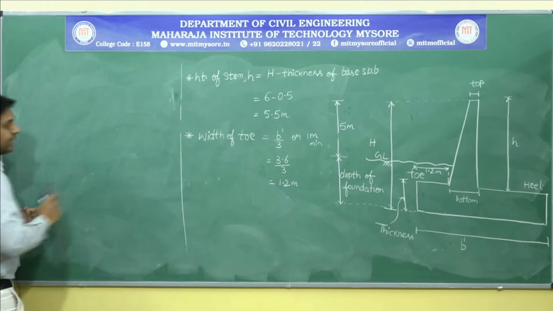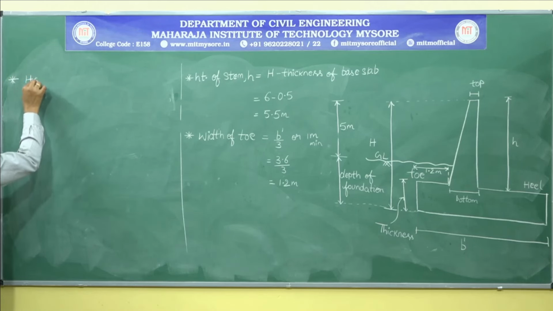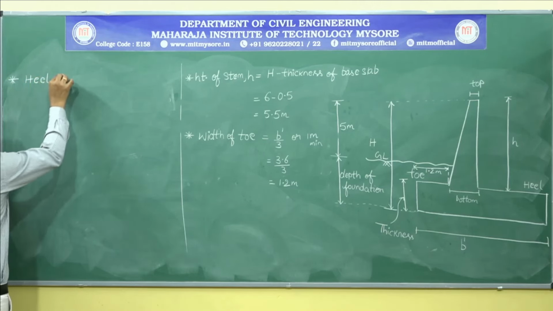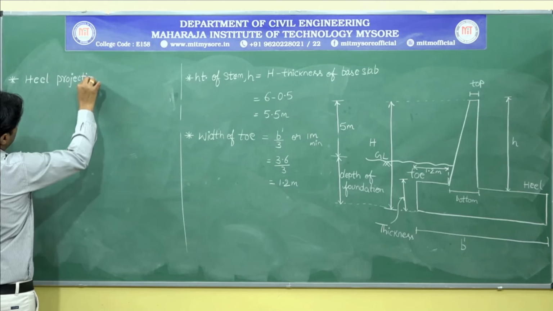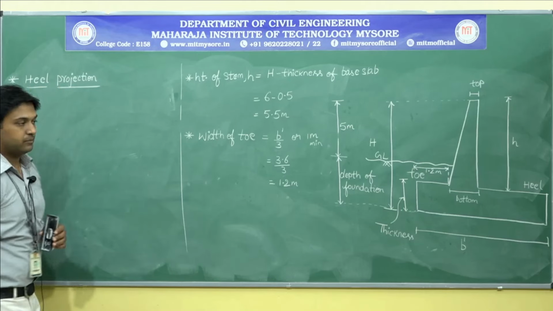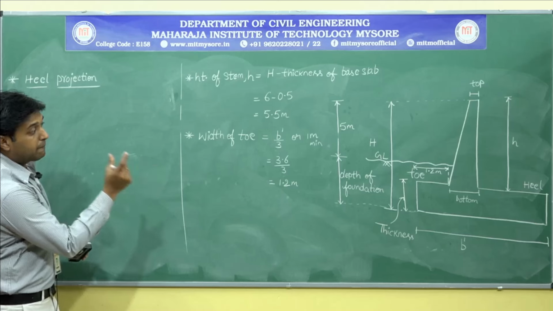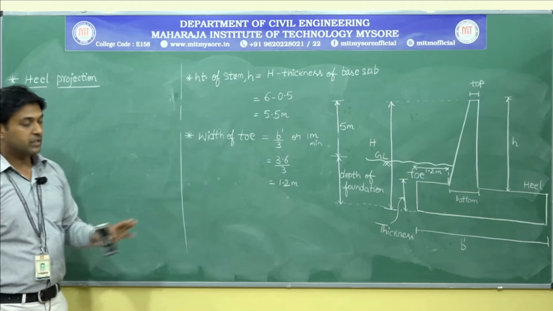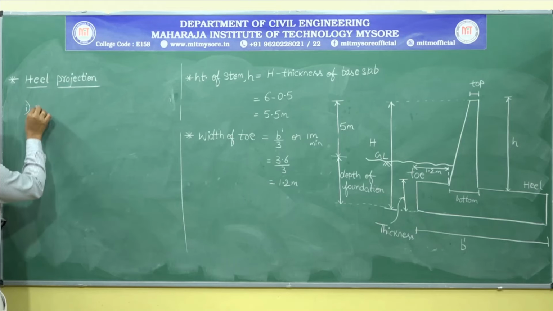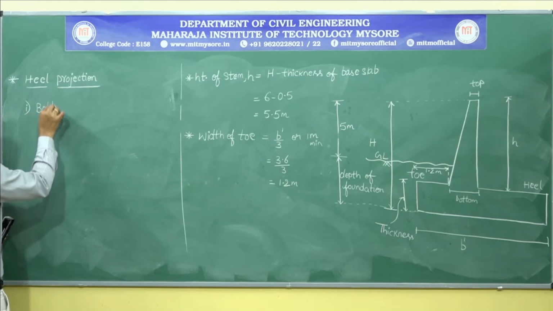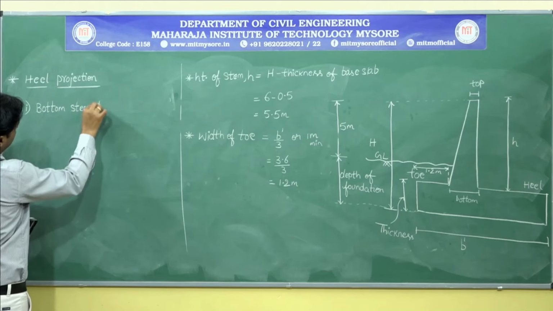Now I need to calculate the heel projection distance. If I want to calculate the heel projection distance, I need the bottom stem thickness. So for that reason, first let me calculate the bottom stem thickness, then I will go with the heel projection.